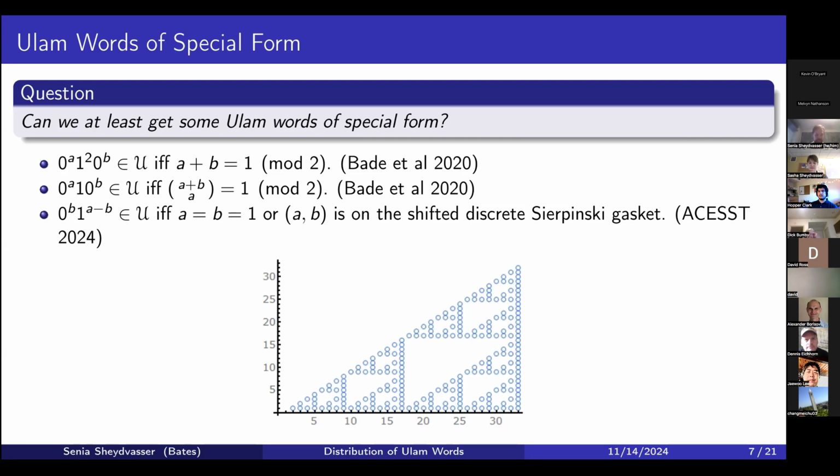Either a is equal to b is equal to 1, or alternatively, this pair AB is on the shifted discrete Sierpinski gasket. So I've drawn a picture of this below. The bottom left corner is at 2, 1, if I remember correctly. And in terms of how you define this discrete Sierpinski gasket, there's a number of ways to do it.